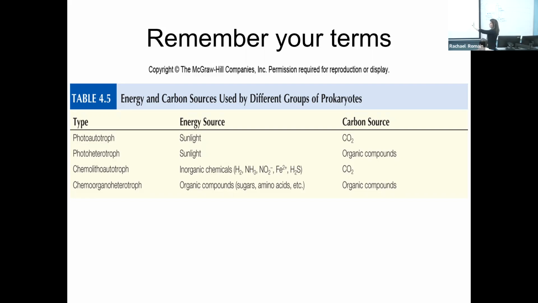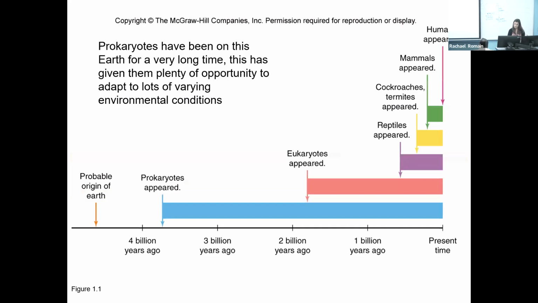So your energy source you can get from the sun. You can also get from chemicals. Carbon source can either come in the form of organic carbon or inorganic carbon. Inorganic carbon means it's coming in the form of CO2. What you use for your carbon source and your energy source dictates what type of organism you are, okay?